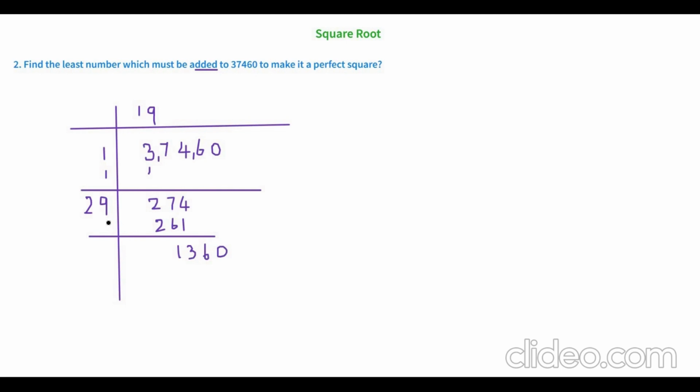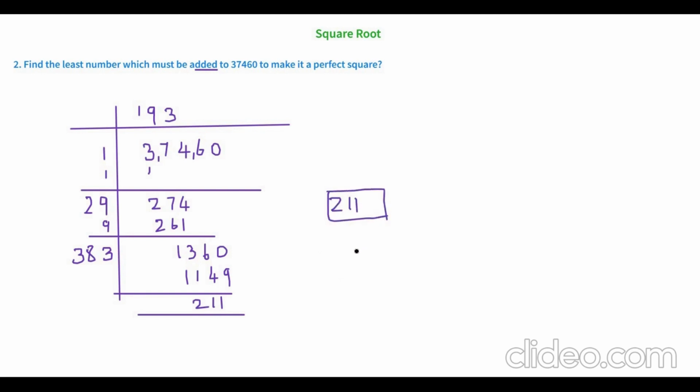Then we'll bring down the next 2 digits. So 1360. Now again the same step, 9 would be added here. So this would become 38, and now again I'll put a 3 here and the same number there. You could see that whatever number I'm putting here, I'll put the same number here. So now 383 times 3 is 1149. Now when you subtract these two, we get 211. So you can directly tell it as 211 is the answer. 211 must be added to 37,460 to make it a perfect square.